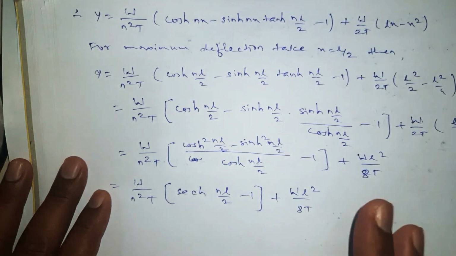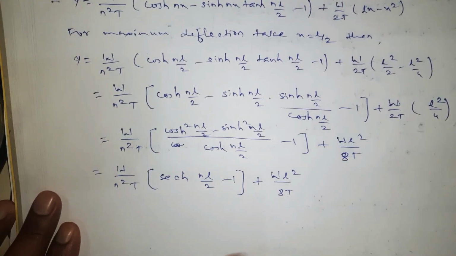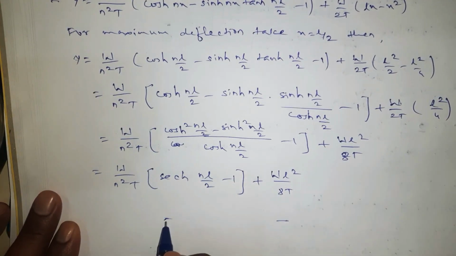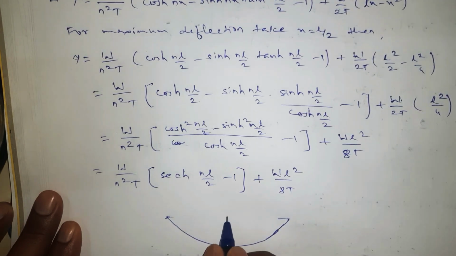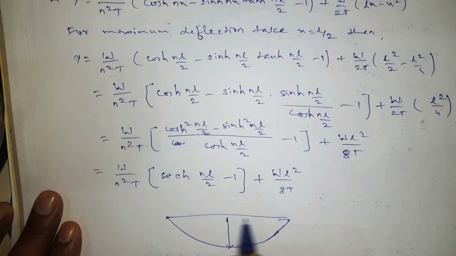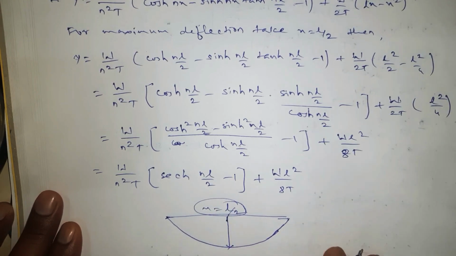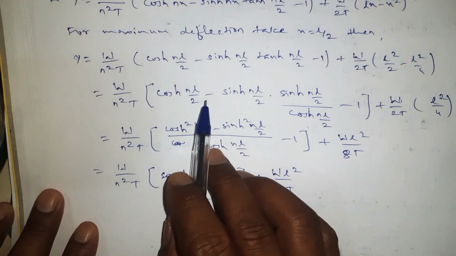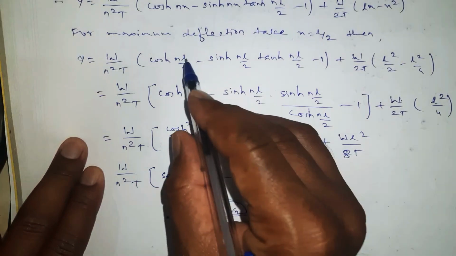Now the question is for maximum deflection. If you see the figure carefully, maximum deflection means this type, right? Where is it maximum? Exactly at the center. So here the length is L, exactly at the center means it is L by 2, half, right? So put x is equal to L by 2 here for maximum deflection. So y is equal to, now do your calculation, just put x equal to L by 2.